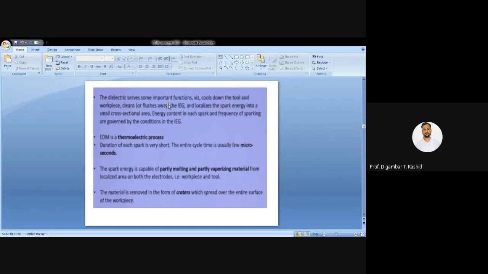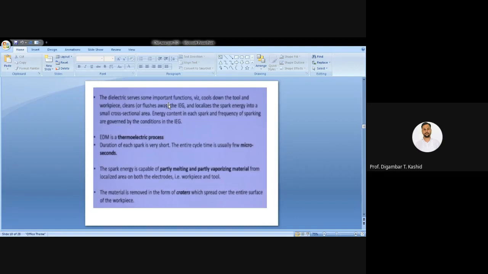Okay, so there are different flushing systems, we shall discuss that later. Because of this flowing of the dielectric, it flushes away whatever craters or debris particles are there, no? So it flushes away or cleans away. Okay, so this is one function.